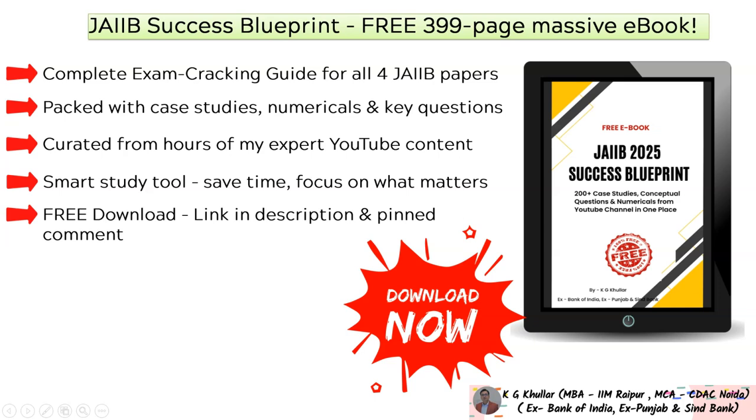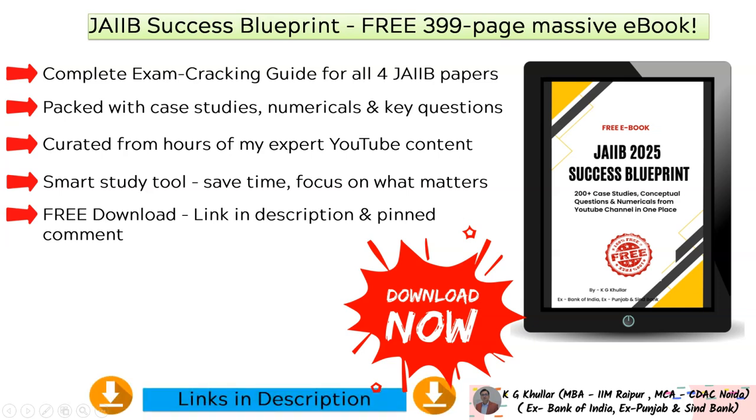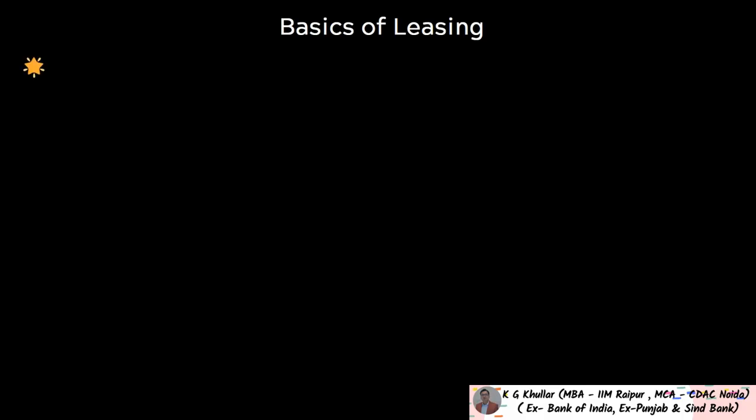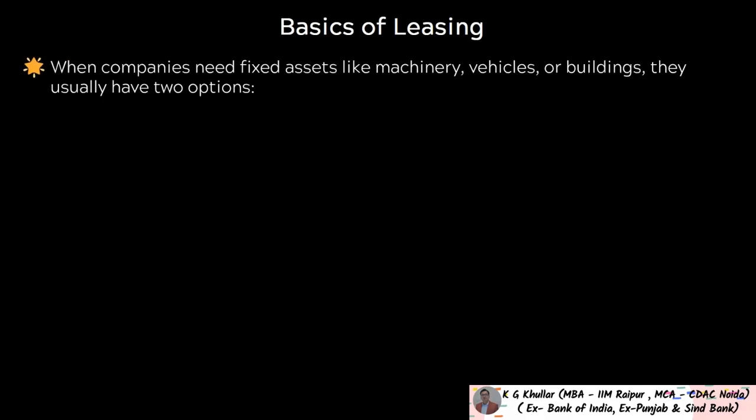So let's start with today's lecture and we will start off with the basics first. Friends, when companies need fixed assets like machinery, vehicles or buildings, they usually have 2 options. First is to buy the asset using debt or equity, and second is to lease the asset without owning it.